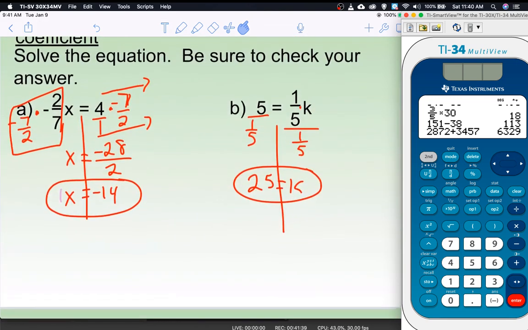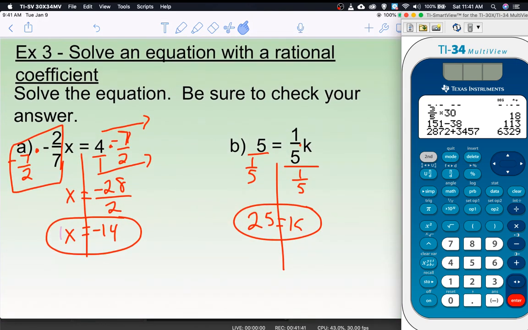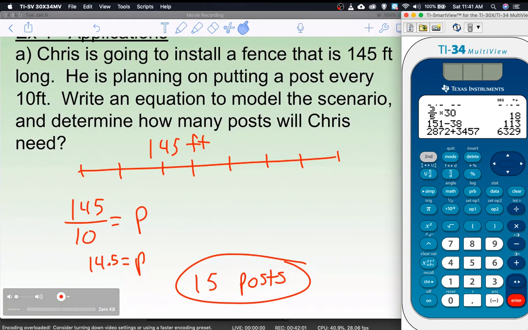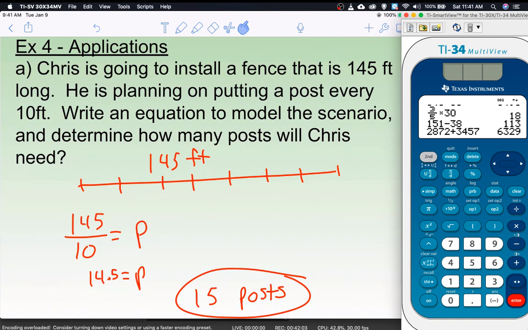We learned how to solve an equation with a rational coefficient. We learned you can either do it by dividing by the fraction using your calculator, or by multiplying both sides by the reciprocal, the upside down form of the fraction. And that makes the fraction cancel out. And lastly, we did a little bit of practice of setting up equations, writing our own equation from a word problem, and then solving.